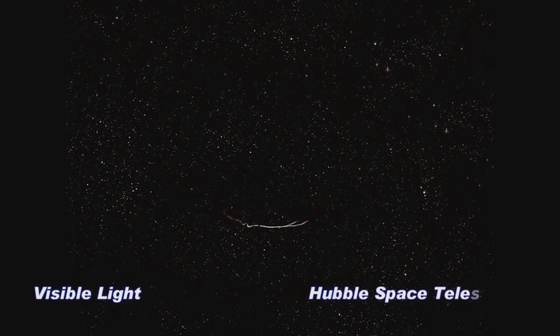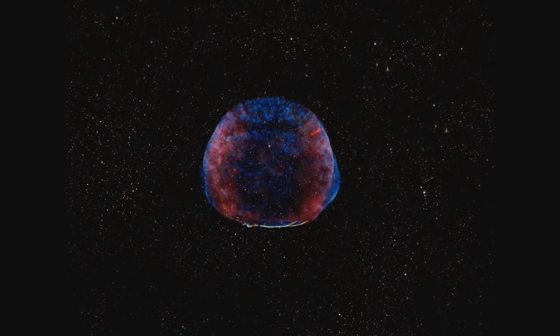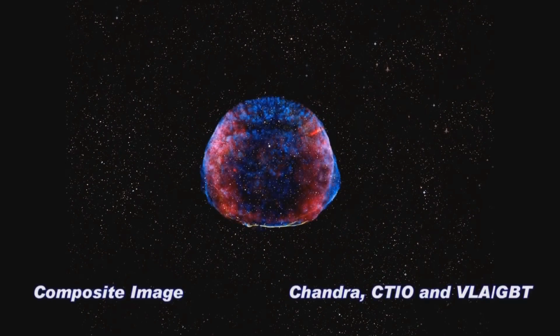This image of SN 1006 shows what is seen in wavelengths of light visible to the human eye. Now added to the Hubble image, we have that which is seen in other wavelengths by other telescopes.